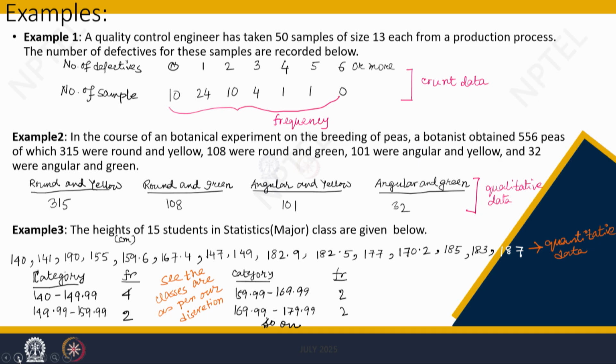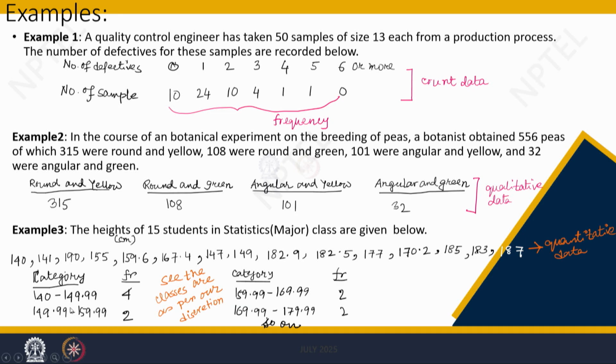Now coming down to the most important as well as most widely needed problems, where you have to deal with continuous data. Heights of 15 students in a statistics major class are given below. So 140 to, you can see, 140 to 187. Okay, so these are all quantitative. Moreover, height is a continuous variable. Continuous variable means it can take any value. So you cannot leave any value outside your classification.